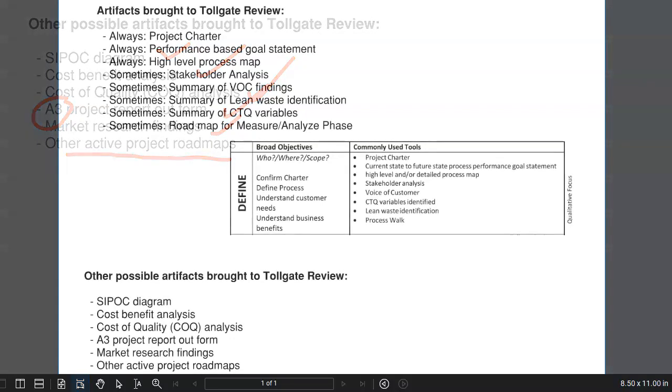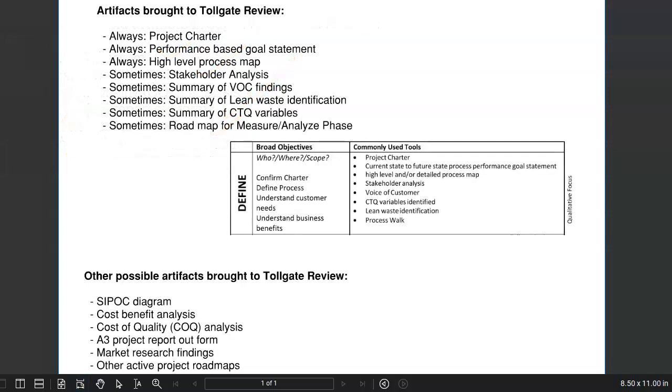The concern I always have when it comes to Tollgate reviews is that there are lots of artifacts that you could consider to bring. You don't want to overwhelm your audience. You have very limited amount of time in these Tollgate reviews. People's time is precious, and I typically schedule Tollgate reviews to last less than half an hour. It is not an exhaustive debrief on all the analysis. It's just to help the key decision makers and you, the team leader, make that go, no-go decision.